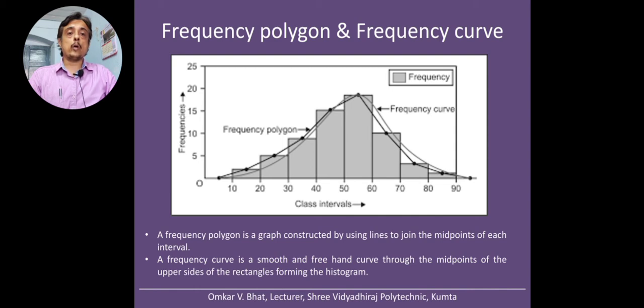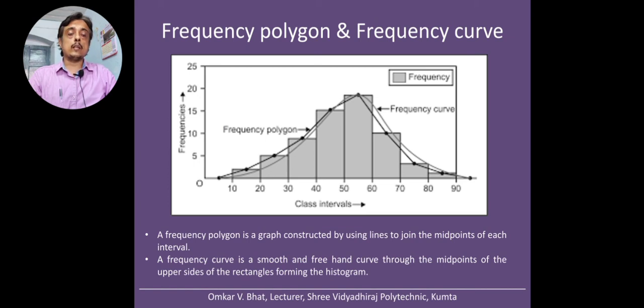So likewise, midpoint of each and every bar is calculated, and those points are marked on top of those vertical bars. Then if you join these midpoints using a line, then that becomes frequency polygon. Then a frequency curve is a smooth and freehand curve through the midpoints of upper sides of the rectangles forming the histogram. Meaning of this is, see, frequency curve is a smoother form of frequency polygon.